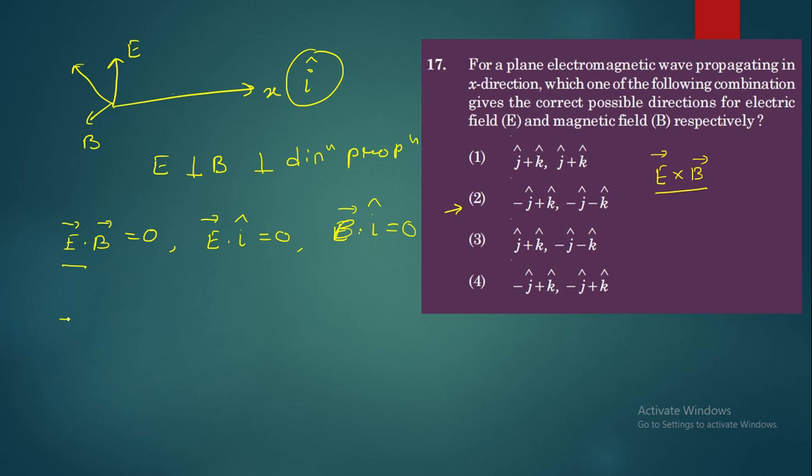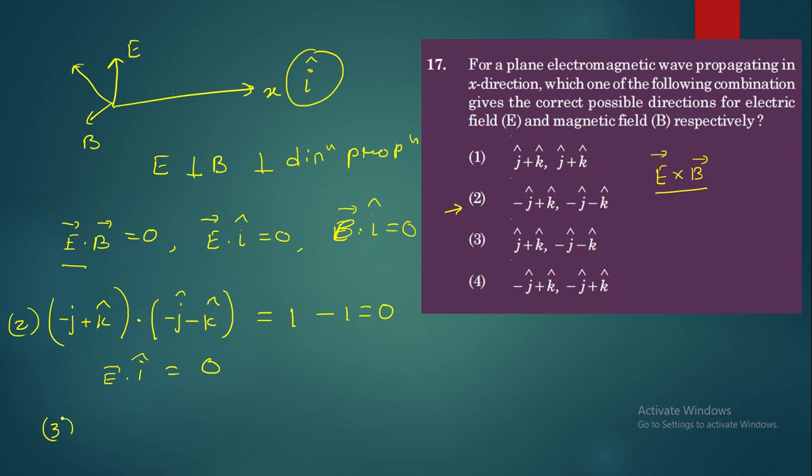For option 2, E is this one and B is this one. If I perform the dot product, the answer comes out to be 1 minus 1 equal to 0. This is for option 2. At the same time, E dot i will also come out to be 0. You can check option 3 and option 4; this relation will not be satisfied. Therefore option 2 is the correct one. Let's move on.